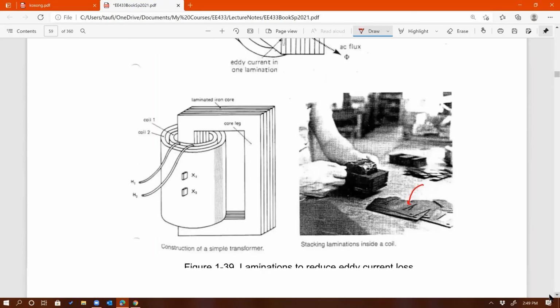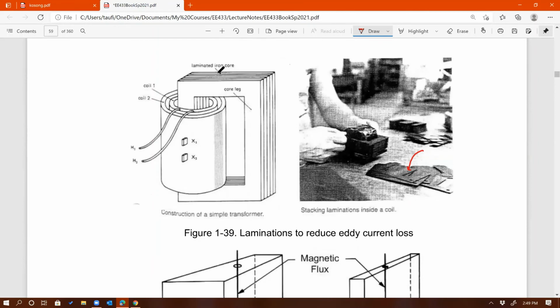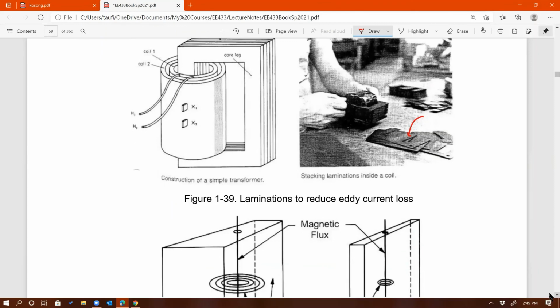See that? So now you know why, if you look at especially a power transformer, the big utility type of transformers, if you look at the core, it's not going to be a solid core. It's going to be layers of laminations. Now you know why there are laminations, because by doing that, it would significantly reduce eddy current loss. Okay. Any questions on that?